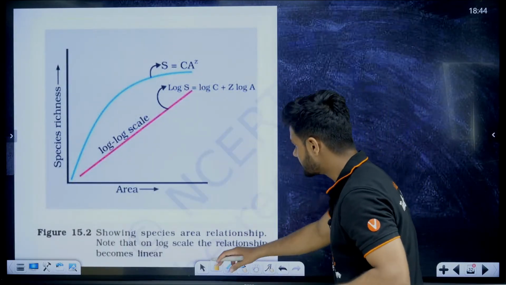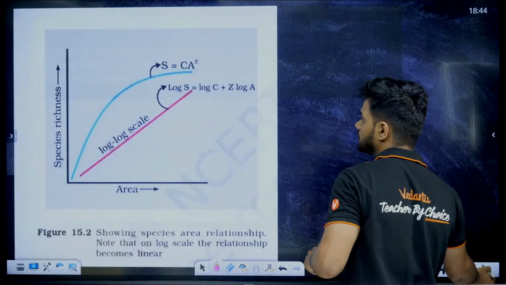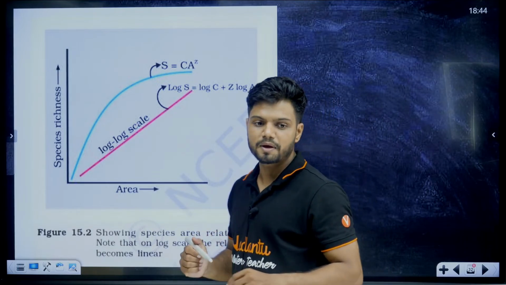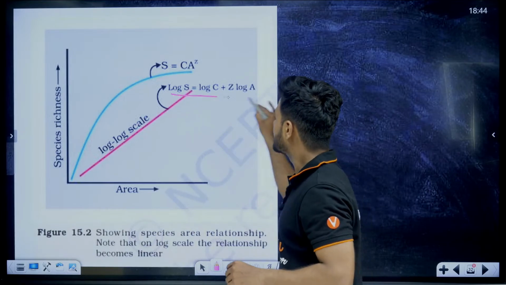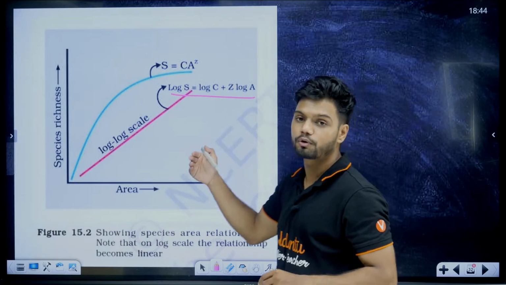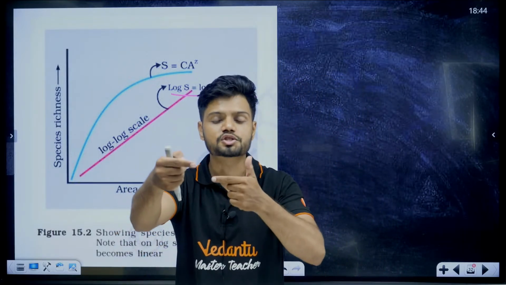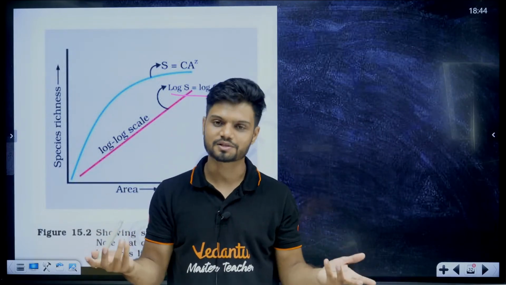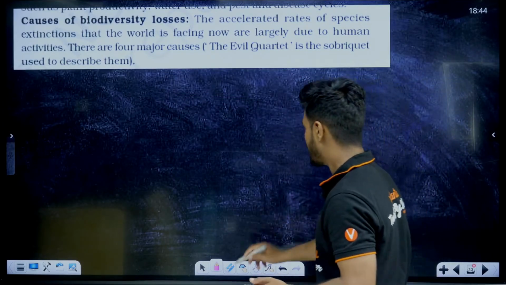In the last chapter, they will always ask you something called species area relationship. You need to know the entire formula. They'll ask you what is S, what is C, what is Z, what is A. The entire species area relationship should be known to you. What is species area relationship? That is nothing but the more you search, the more organisms you will find, only up to a certain limit. That's all.